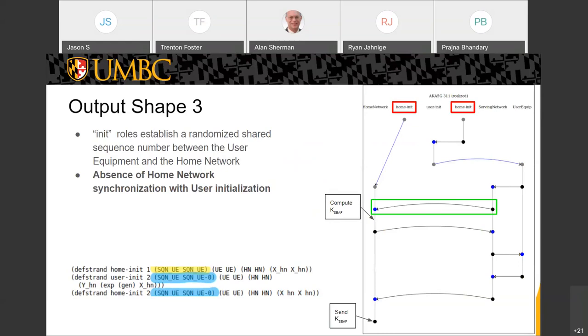A fairly simple mitigation for this would be to push down that computation to help reduce the impact of denial of service attacks that involve replaying that initialization message. Next slide.